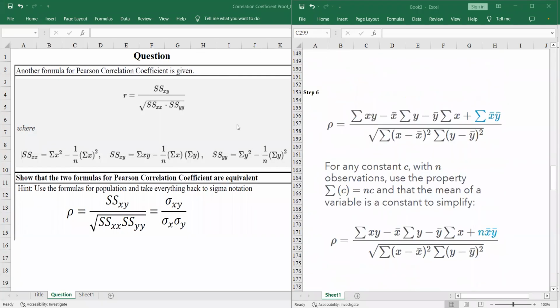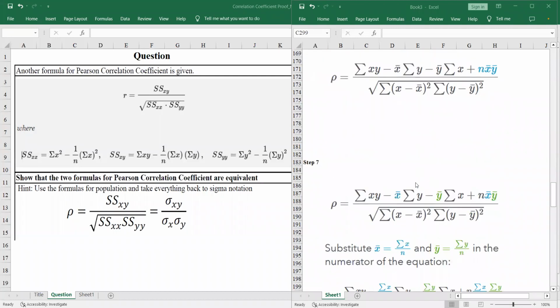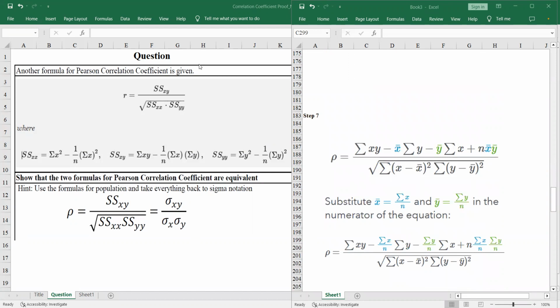Next step, use another summation property. When you have the summation of a constant, it's n times the constant, the number of observations times the constant. So x bar and y bar are both constants, and their product will be a constant. The summation of this will simply be n times the product, x bar y bar. This is the only thing I changed in this step.